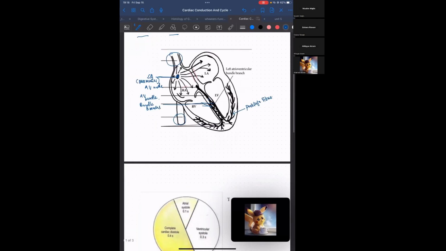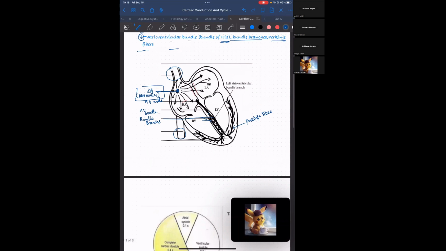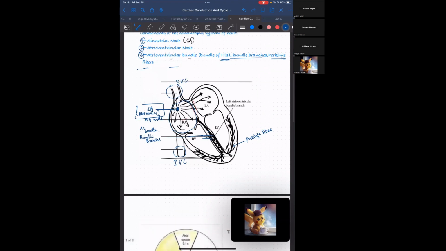Now I'm starting with the SA node again. It is a specialized mass of cells. Where is it located? It is located in the myocardium of the right atrium, near the opening of the superior vena cava. This is the superior vena cava and this is the inferior vena cava. And you call this the pacemaker of the heart.